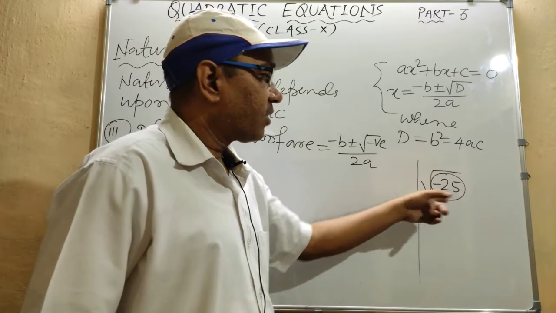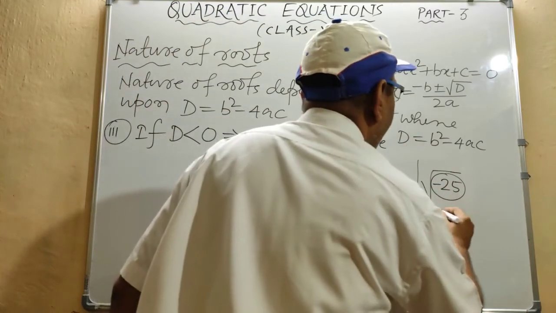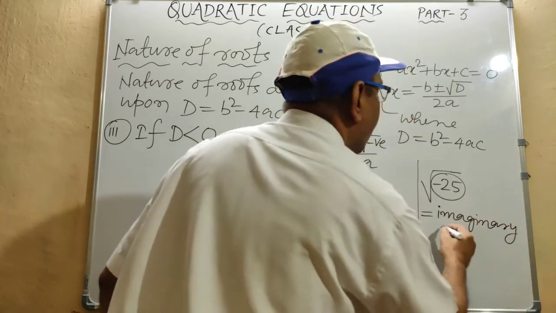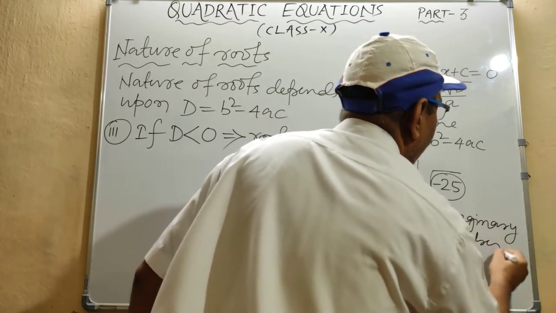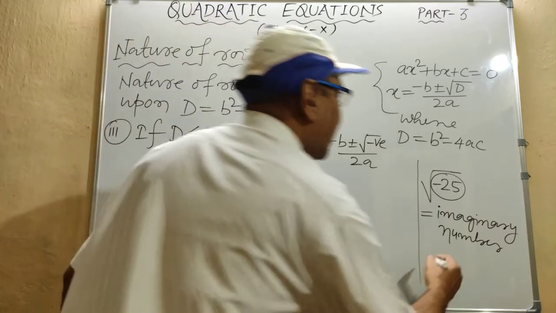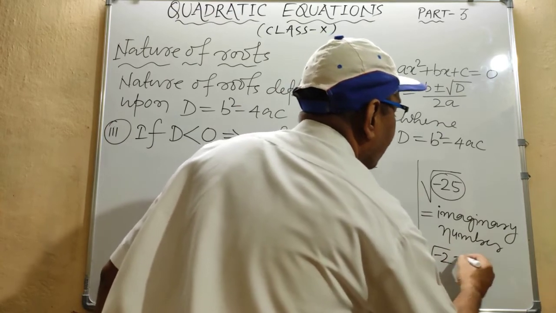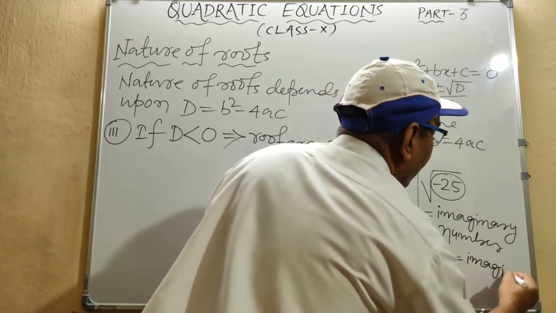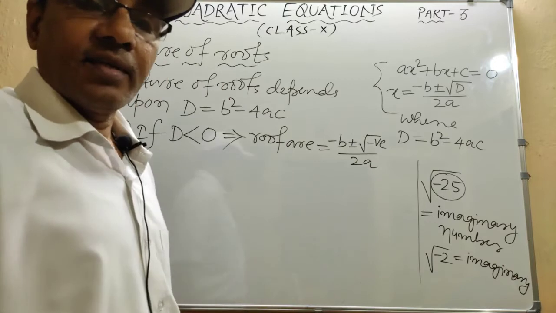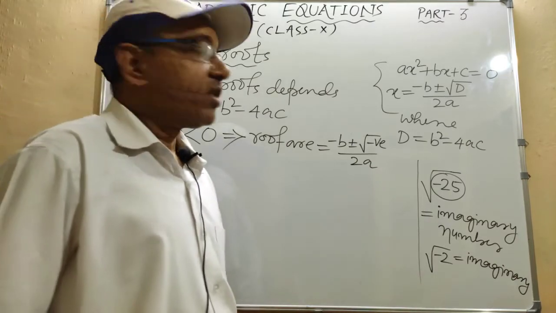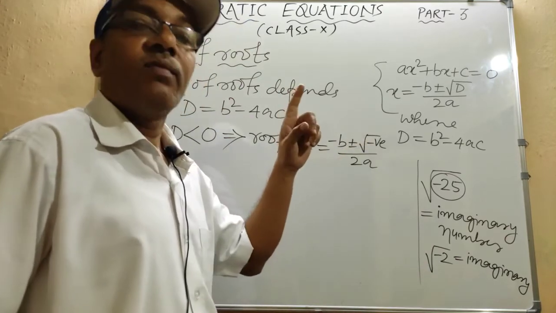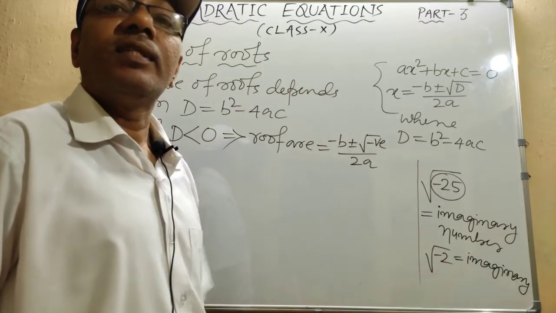So this type of numbers are called imaginary. What are called? Imaginary. I-M-A-G-I-N-A-R-Y. Imaginary number. Understand? Square root of a negative quantity is called an imaginary number. Any square root of any negative quantity is imaginary. Details about imaginary numbers we read in class 11. Its video is also coming soon. So you should keep for the time being in your mind that square root of a negative quantity means it is not a real number, it is an imaginary number.